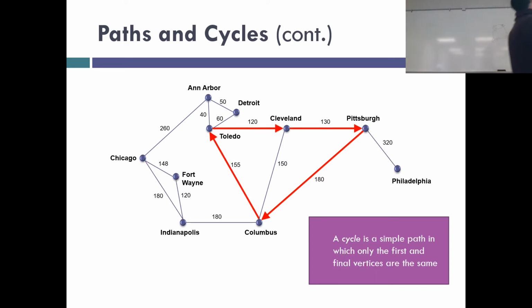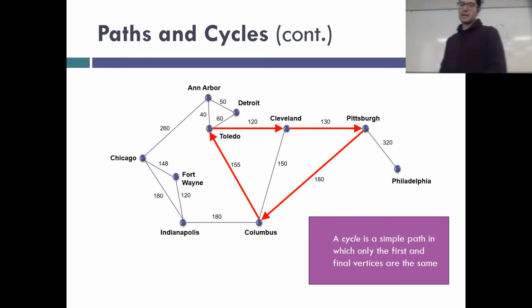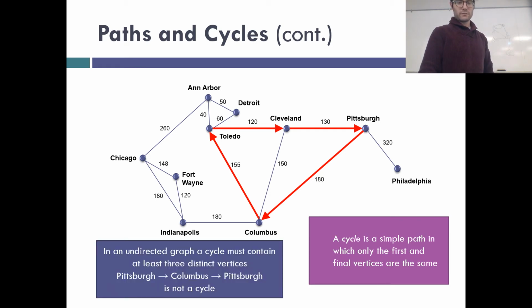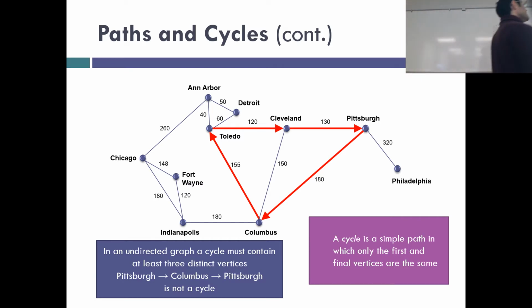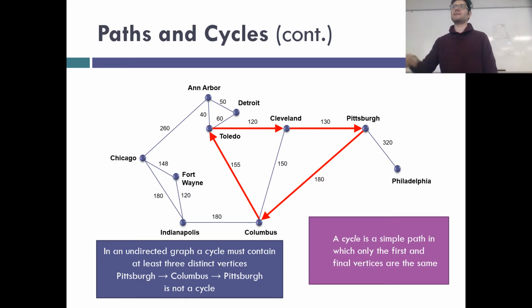A cycle is a simple path. So that jogging thing I just described is a cycle. It's a simple path that starts and ends at the same point. So here we have a cycle that starts and ends at Pittsburgh. You need at least 3 nodes to be a cycle. So 2 adjacent nodes isn't enough to be a cycle. You need to be able to go from A to B, B to C, and C to A to be a cycle.